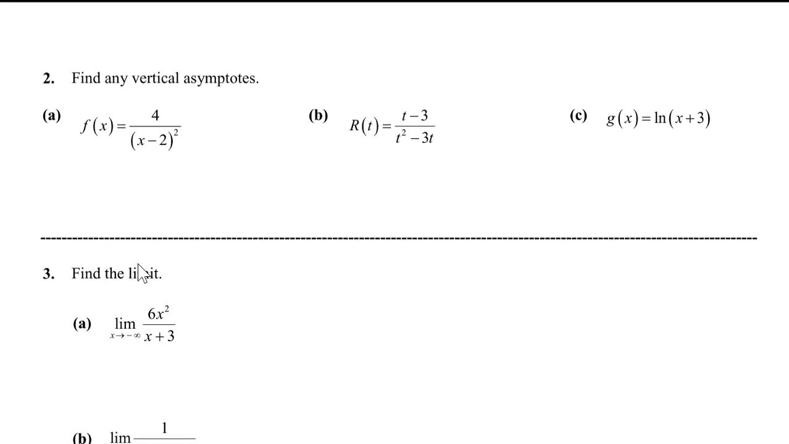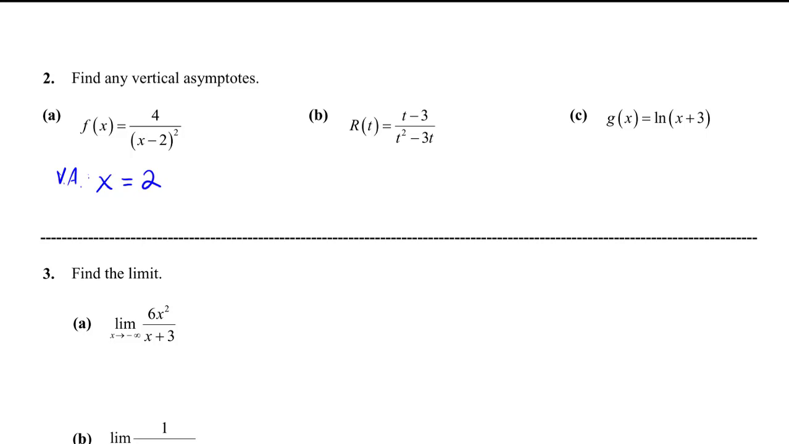Okay, find any vertical asymptotes. So vertical asymptotes, we've seen that they're either built in, or they're a place where the denominator is 0 and the numerator is not. So in this first one here, it's pretty obvious to me that the denominator would be 0 at 2. All right, so I've got a vertical asymptote at x equals 2.